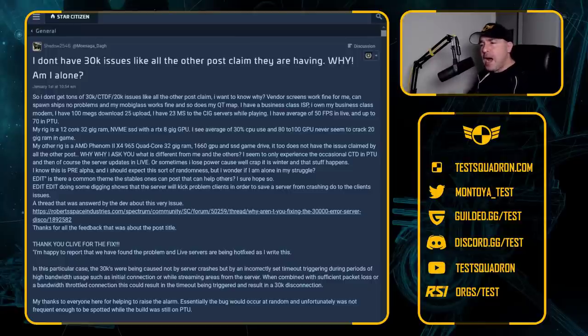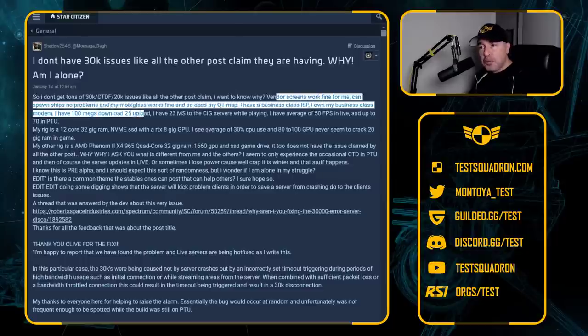So why is it I crashed, but no one else did in that instance? I would like to know. Well, we don't get the exact answer, but Shadow2546 goes on to say that he doesn't get a ton of these issues. He wants to know why. Vendor screens work fine. He can spawn ships no problem.